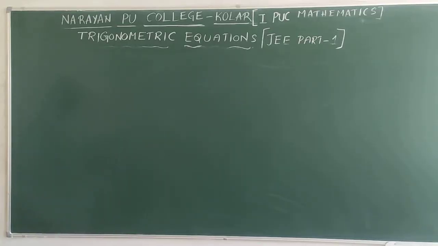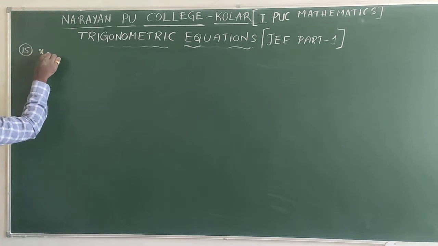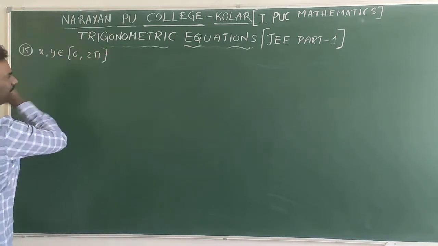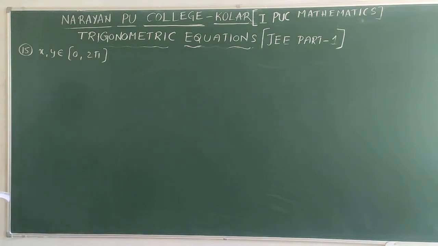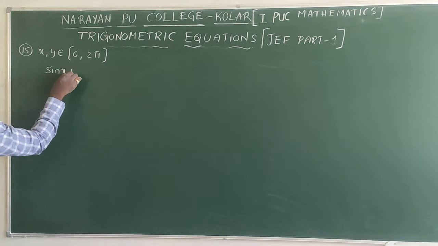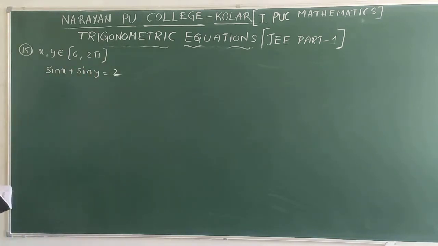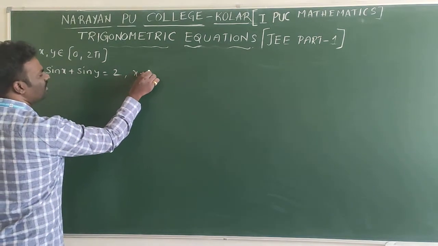Next, 15th question. They have given x, y belongs to 0 to 2 pi, and sin x plus sin y equals 2. Then find x plus y.